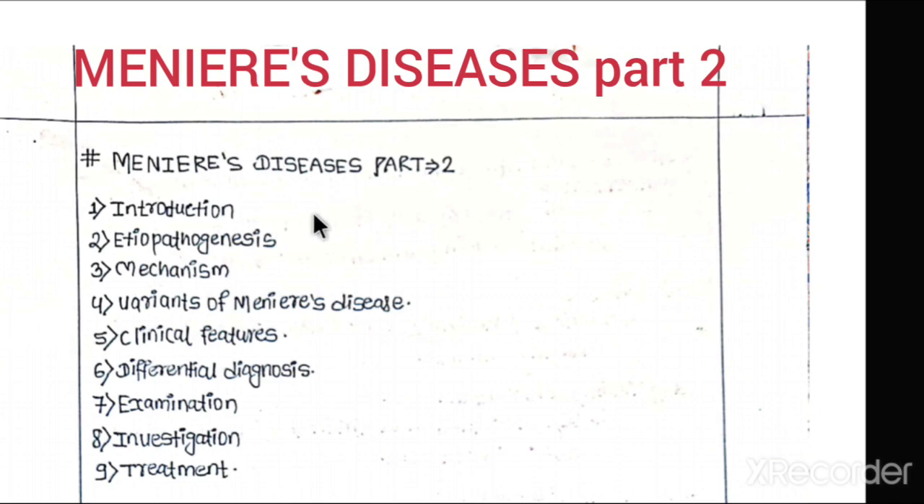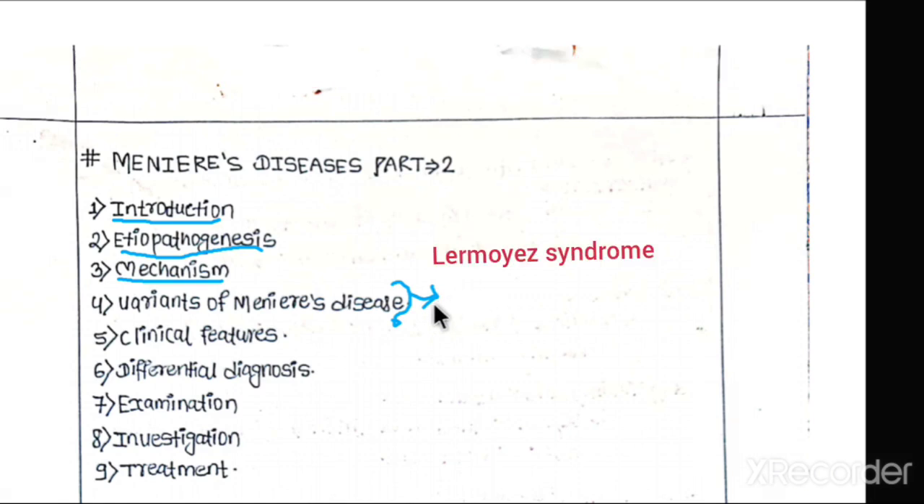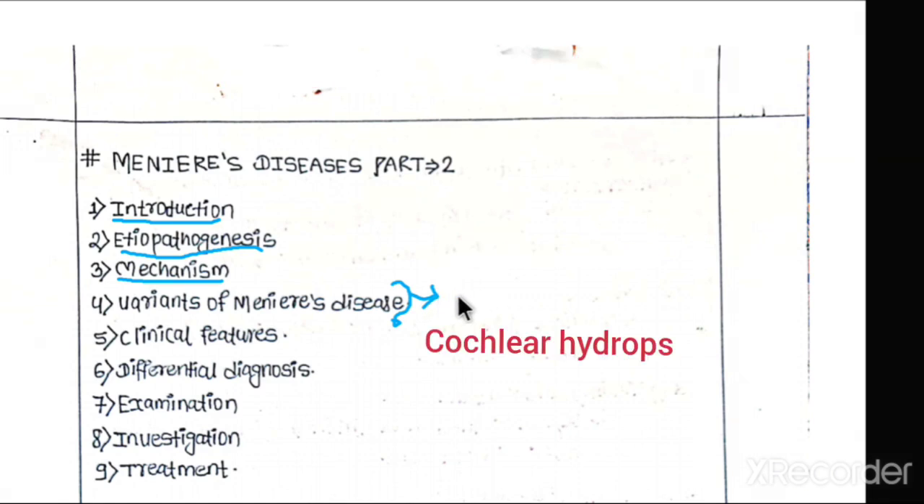We have already discussed Meniere's disease: the introduction, etiopathogenesis, and the mechanism, and also the variants of Meniere's disease. They are Lermoyez syndrome, cochlear hydrops, and vestibular hydrops. These are some variants, and clinical features. Up to clinical features, we have described Meniere's disease in part 1.